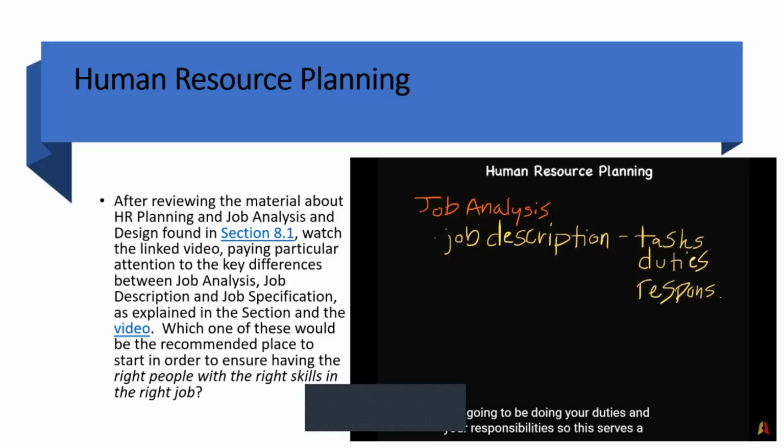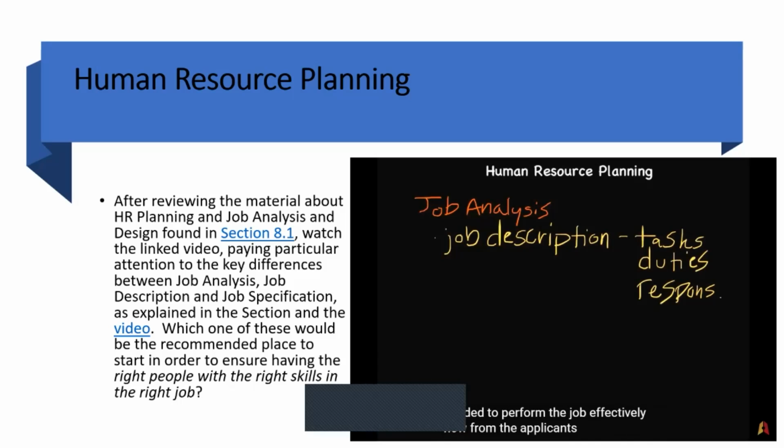So this serves a couple of different benefits. The first thing, from an employer side, is that if I outline the tasks, duties, and responsibilities, what the person is going to be doing during the course of their work, I now can determine what type of knowledge they need, what type of skills they need, as well as the abilities needed to perform the job effectively.